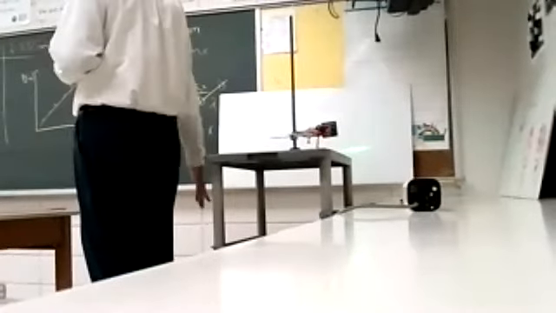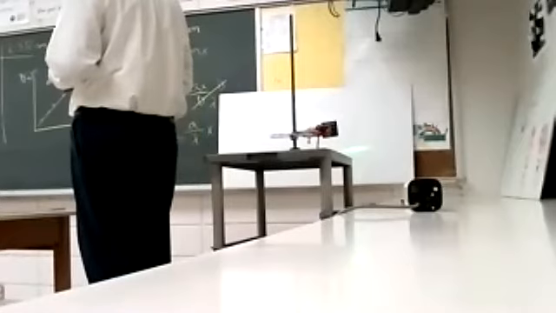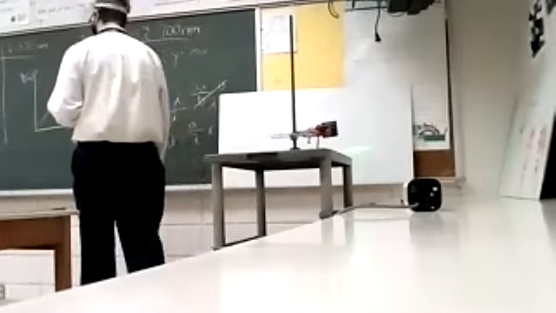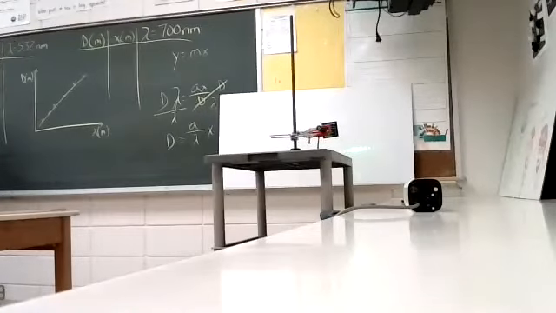32 times 2.54. So 32 inches times 2.54 centimeters per inch, divided by 100 centimeters per meter. So we get 0.81, and that's about half the distance to the goal.